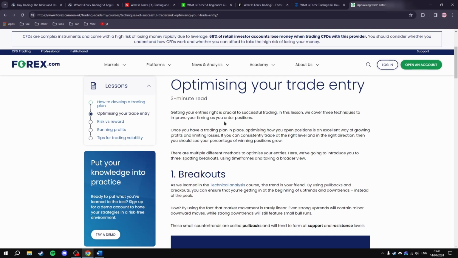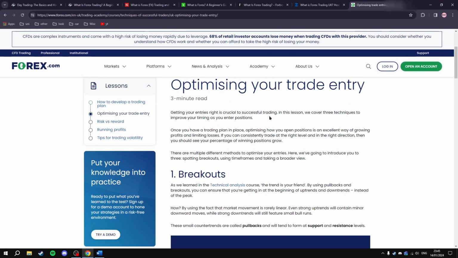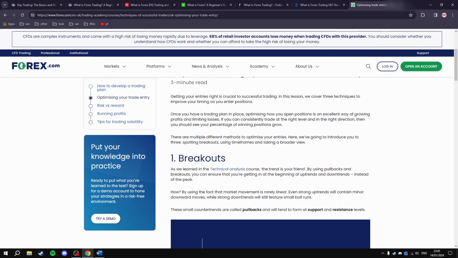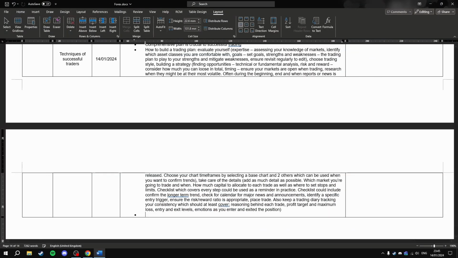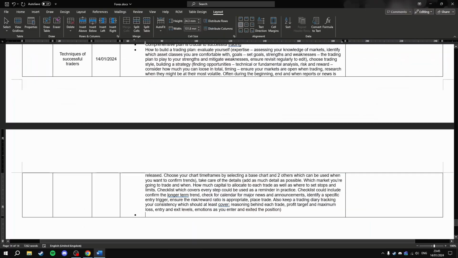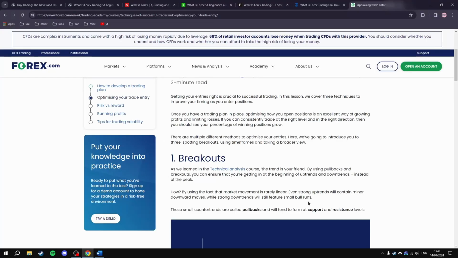So, getting your entries right is crucial to successful trading. In this lesson, we'll cover 3 techniques to improve your timing as you enter your positions. Getting your entries right. So, getting entries right is crucial for successful trading.